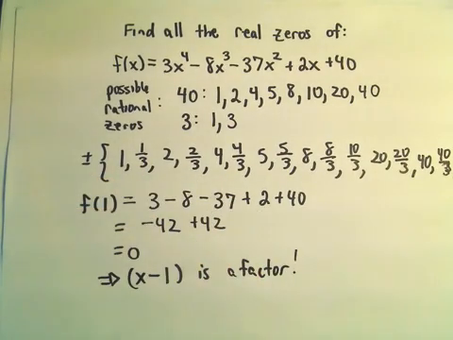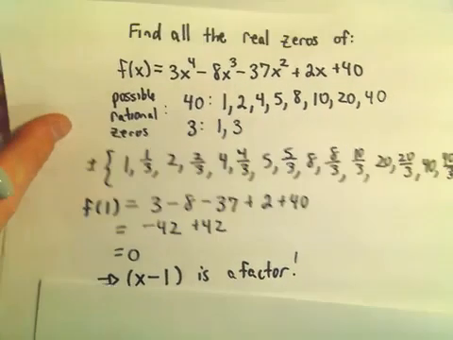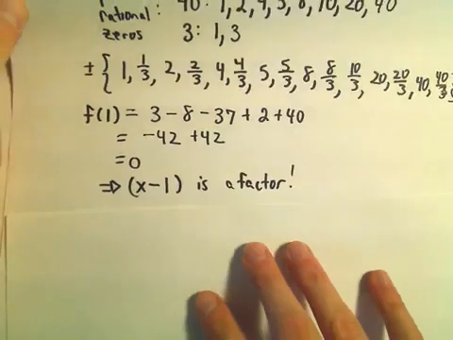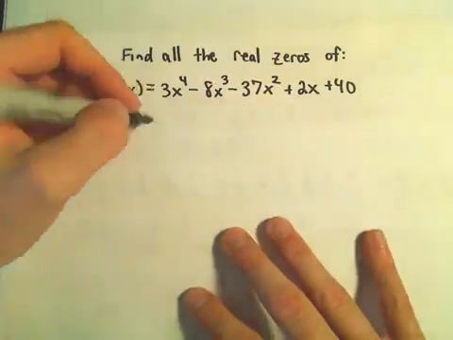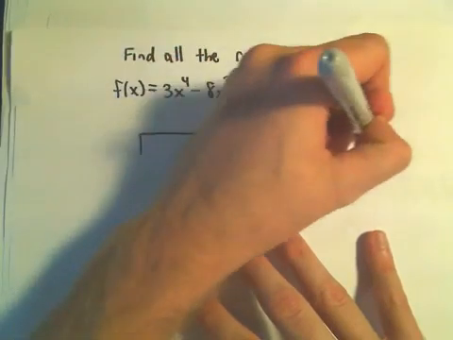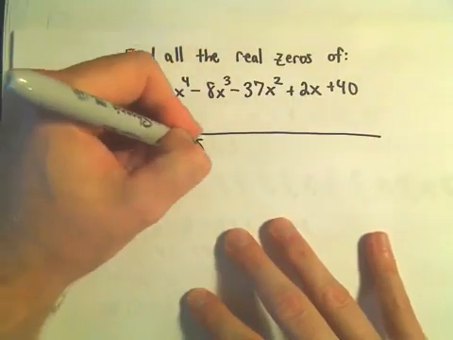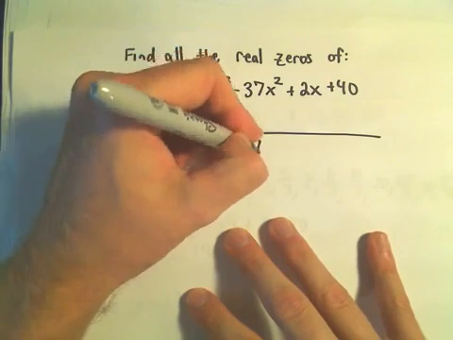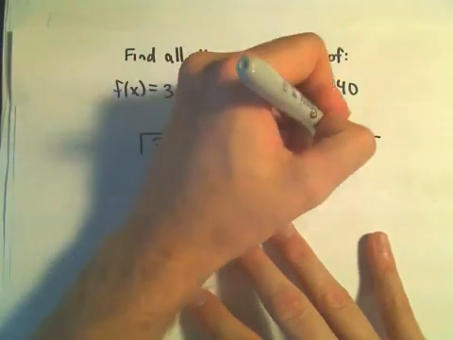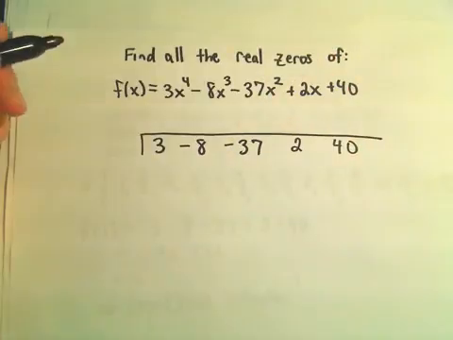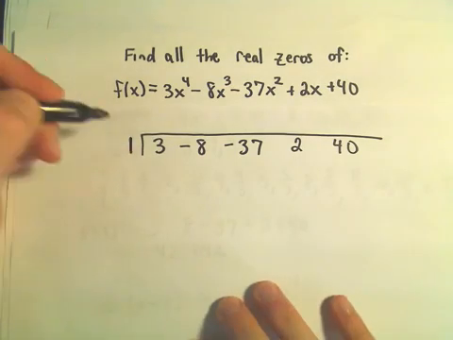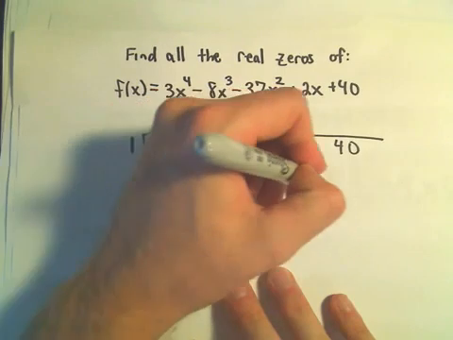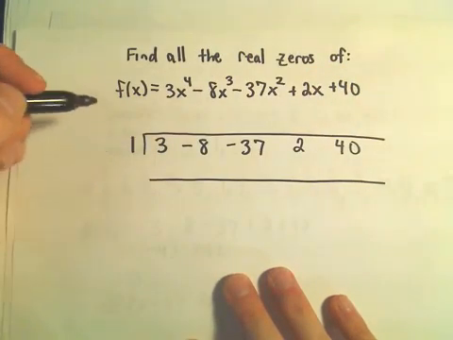And I'm going to factor my polynomial now using long division. Or we could do long division, but let's use synthetic division. I think that's a bit easier. So in synthetic division, we just write down the coefficients: a positive 3, a negative 8, a negative 37, a positive 2, and a positive 40. We said x minus 1 is a factor, so we just put a positive 1 outside.